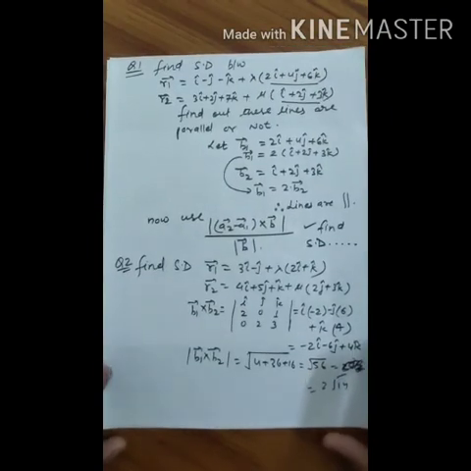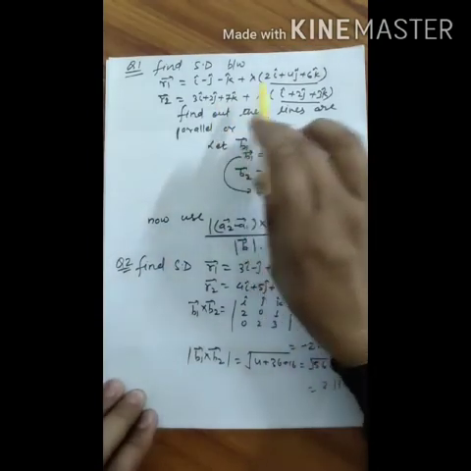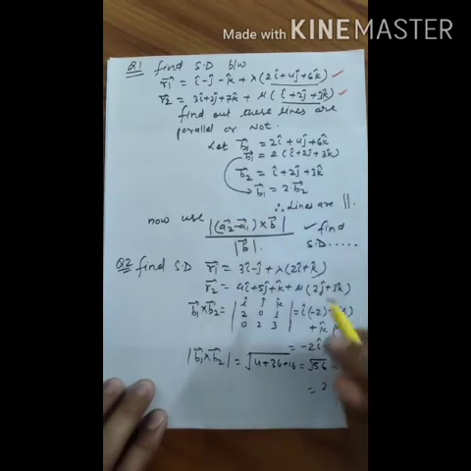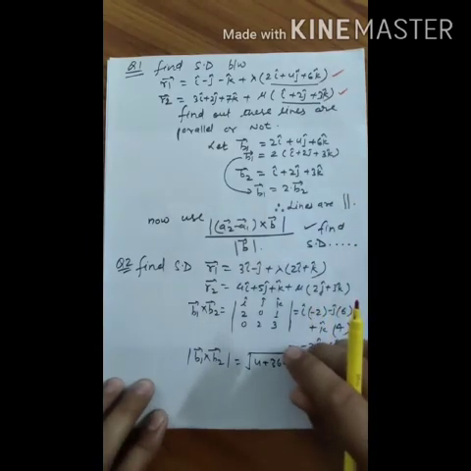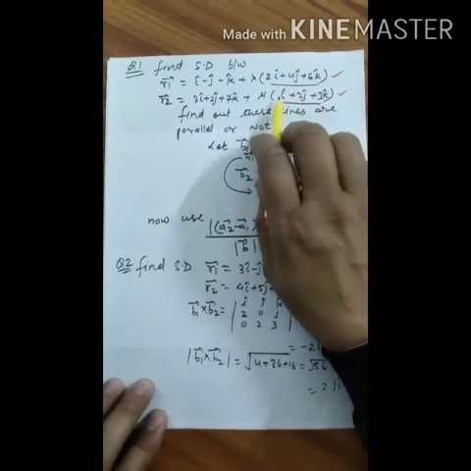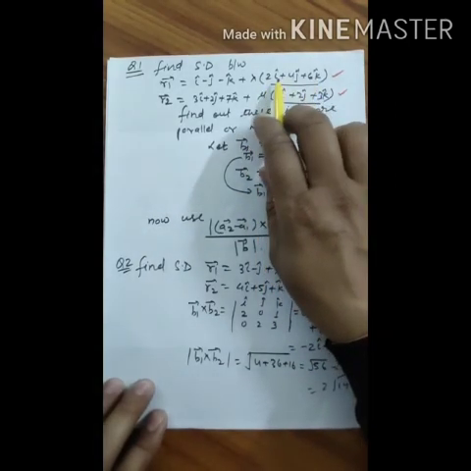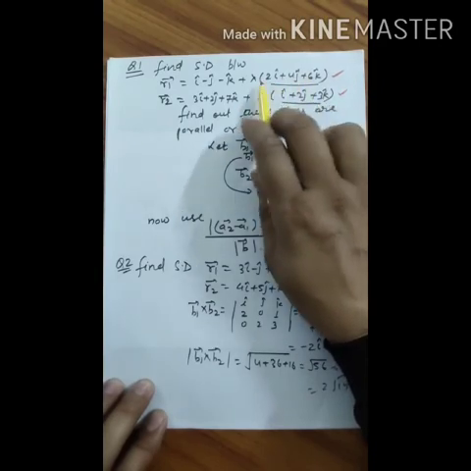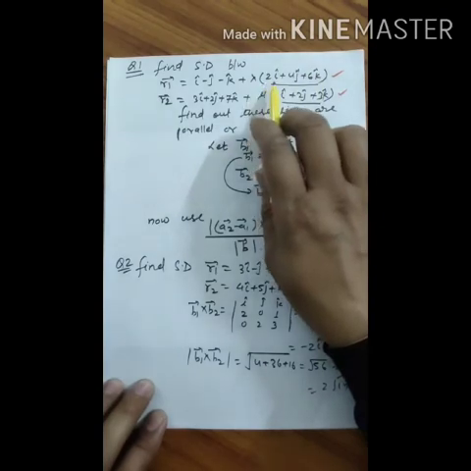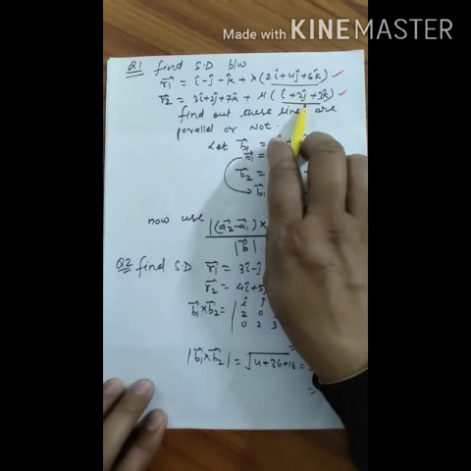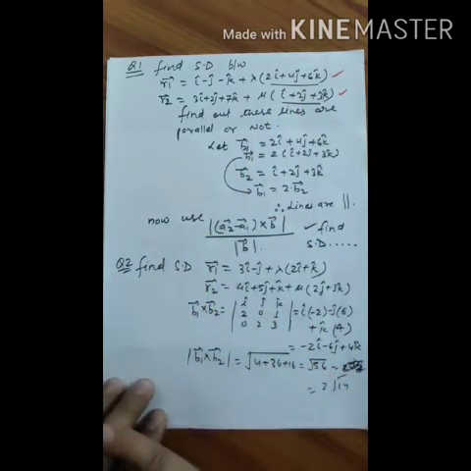Some more examples. Find the shortest distance between these two lines. In these two lines, see carefully, the direction ratios are not the same. So first of all we have to find whether these lines are parallel or not. If you observe carefully, this is 2 4 6. We can take 2 common if we want. If we take 2 common, you will get 1i plus 2j plus 3k, which is similar to this one. This shows the lines are parallel.